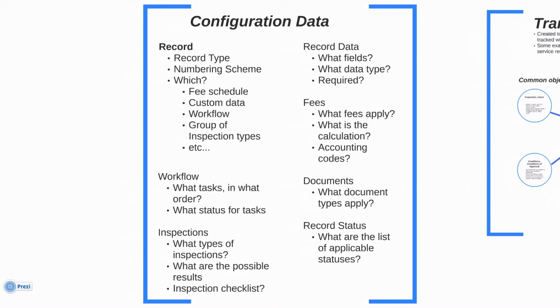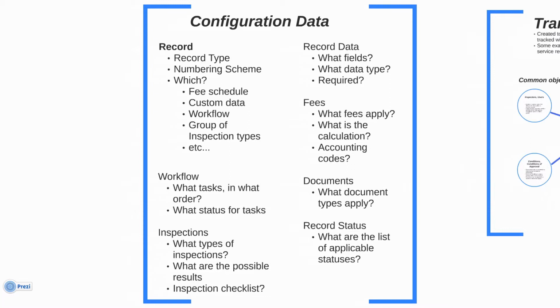Next, we'll take a look at inspections. Similar to workflow, I can set up one group of inspections that might be applicable to all commercial building permits, and then associate that group to all those various record types. But within that inspection group, it's going to say what type of inspections are available, what are the possible results for each individual inspection. Is there a specialized checklist that I need to follow to make sure I do that inspection correctly? Things of that nature.